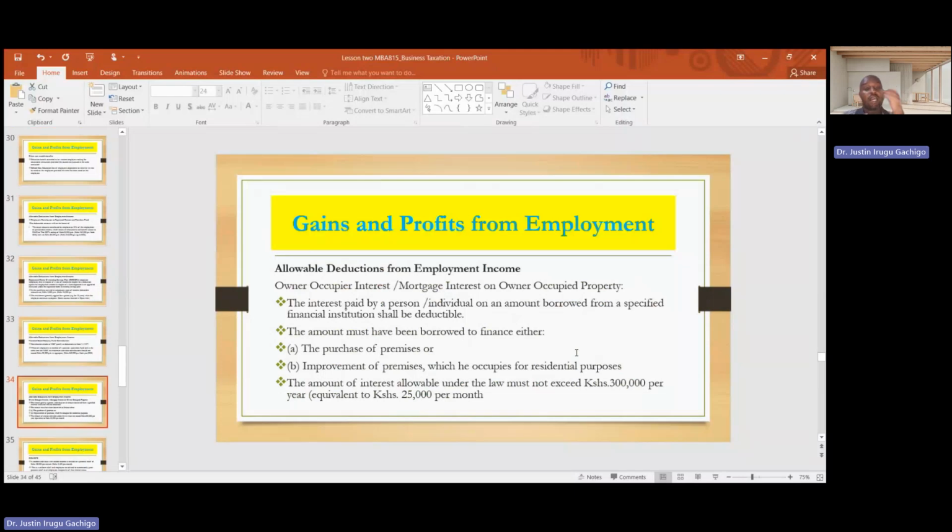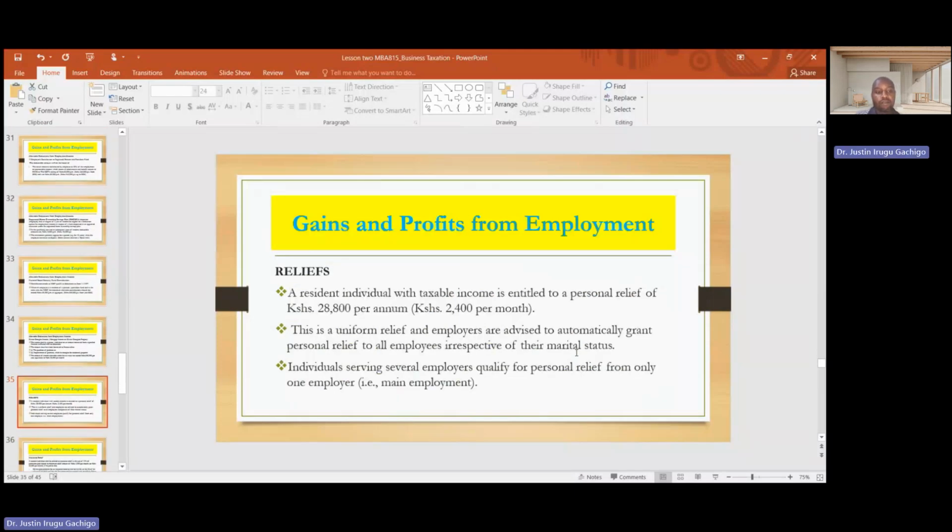But note, the amount is not on the principal. It is on the interest that you normally pay. Let's say you took a mortgage and you are paying a total of 100,000 per month. Out of the 100,000, 50,000 is principal and 50,000 is interest. So the deductible amount is on the interest. So if it is 50,000, you're going to enjoy 1,000, which will be tax free.